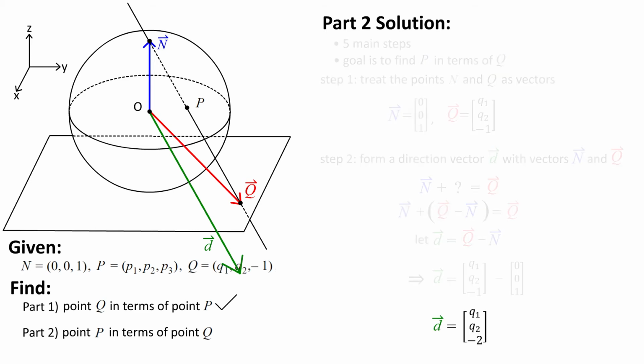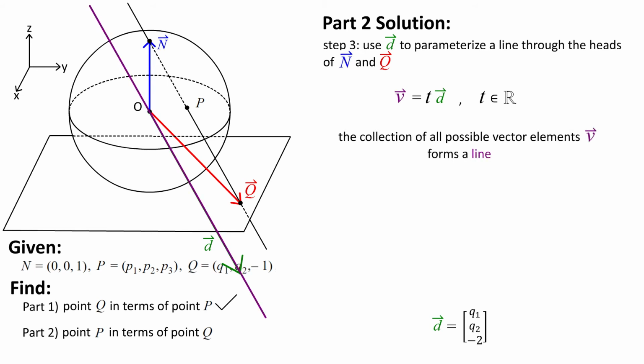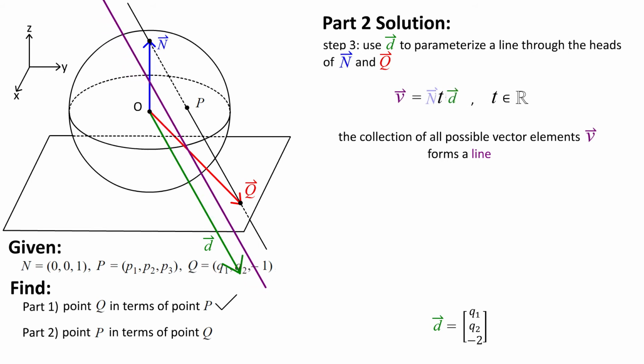Cleaning up the screen and saving direction vector d for later, we're now on step 3, which is to use vector d to parameterize a line through the heads of vectors n and q. To do this, we can once again start off by letting vector v equal t times vector d, where t can be any element of the real numbers. The collection of all possible vectors v then forms a line that passes through the origin. Adding vector n then offsets the line into our desired spot by shifting it up 1 unit.